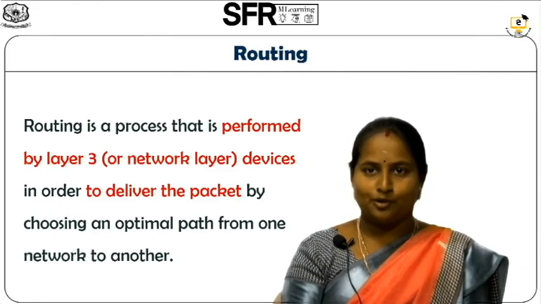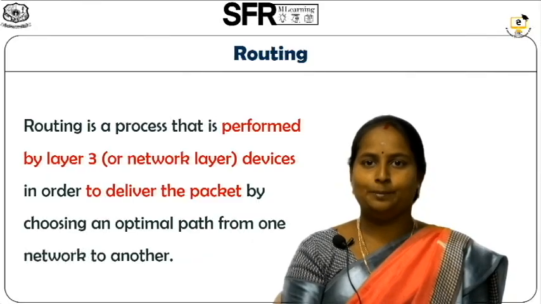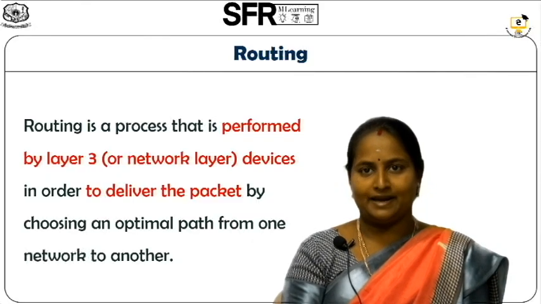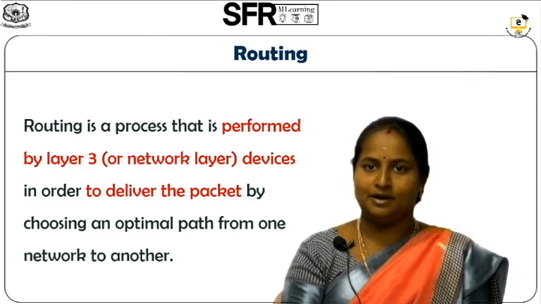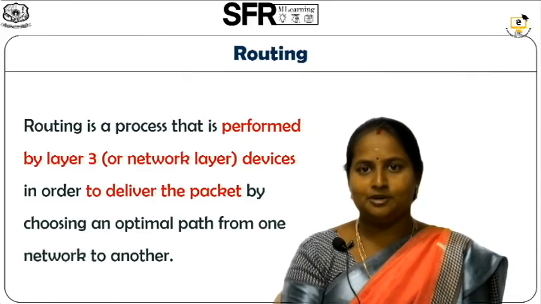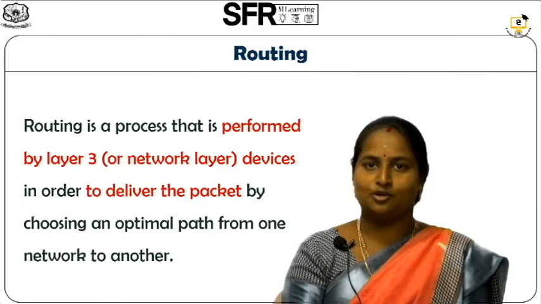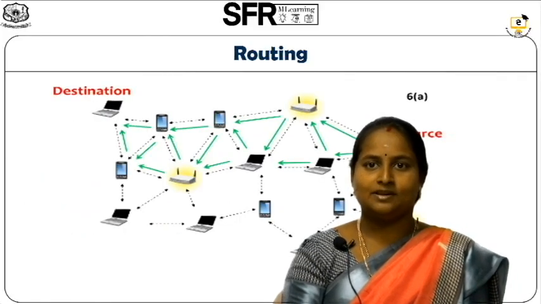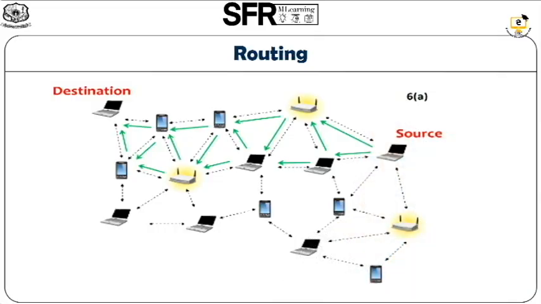So, routing is a process used to perform the delivery of packets from one network to another network by choosing the optimal path. Here, for choosing the optimal path, we are going to use the process called routing. This process is made in the network layer. This is clearly mentioned in this figure.